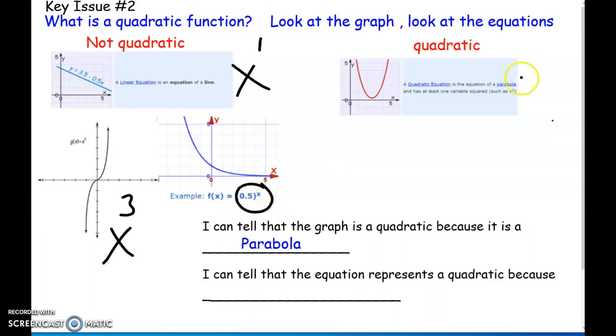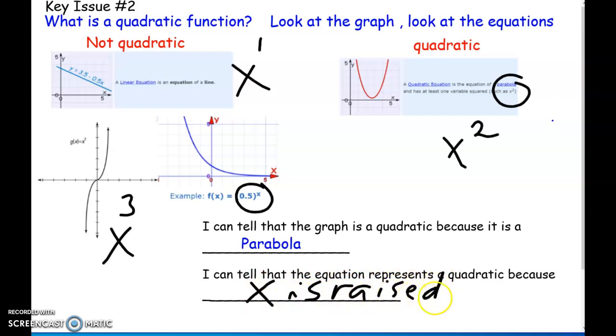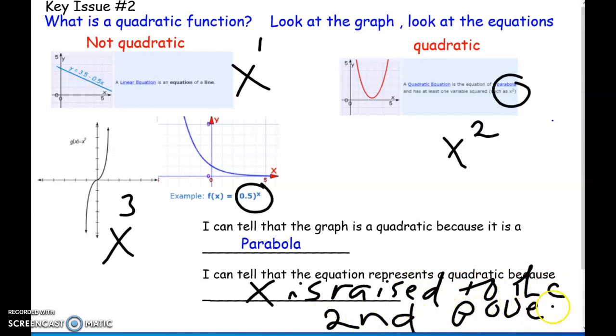And over here, we have x to the second power. Quadratics are all x to the second power. So I can tell that the equation represents a quadratic because x is raised to the second power. And you can also just write x squared on the line.